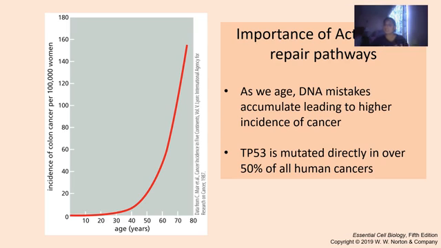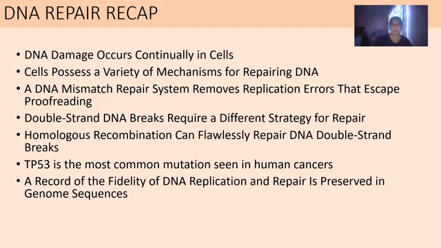So the importance of DNA repair pathways is clearly seen when we look at how as we age, DNA mistakes obviously accumulate. So you have a higher chance of incidence of cancer. And also when we look at p53 protein directly, it is directly mutated in over 50% of all human cancers. And when you combine the indirect and direct combination, you see that almost all cancers show some type of mutation in the DNA pathway.